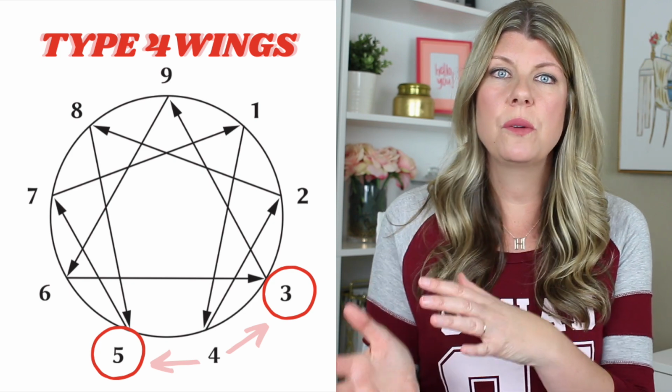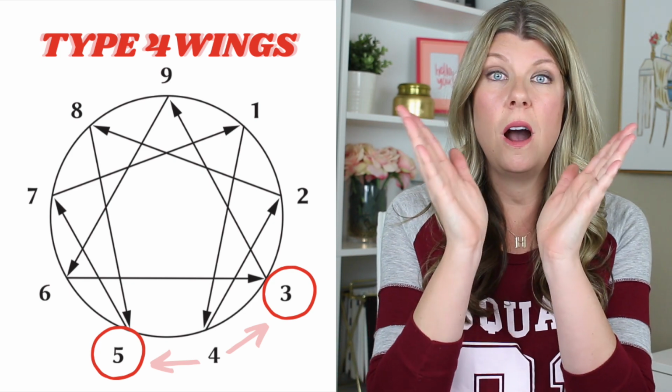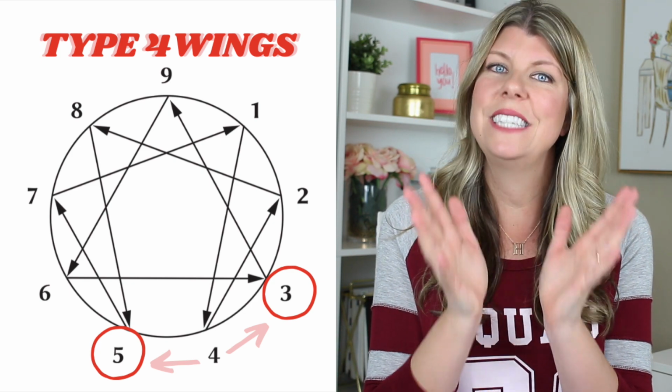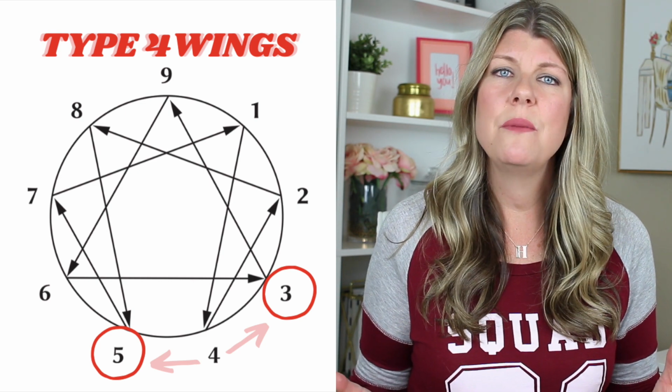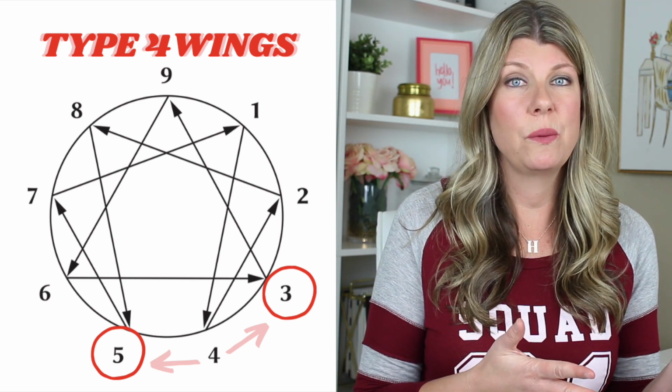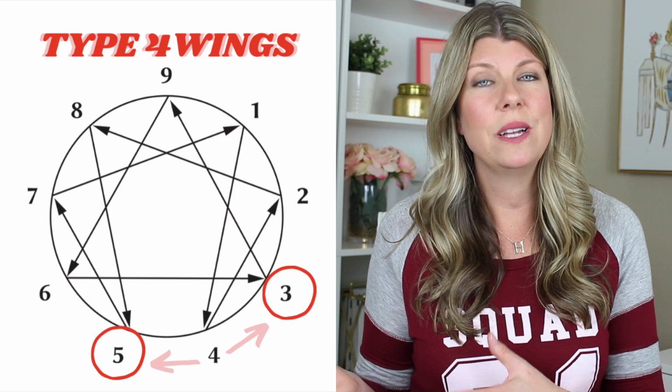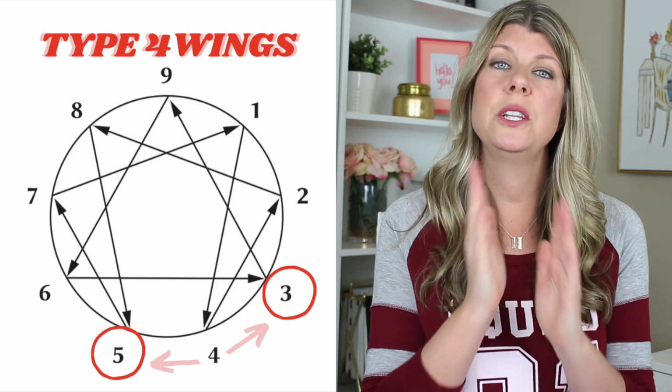So let's move into the wings and what a wing is. What is a wing, you might be asking? Well, your dominant type, if you're thinking you're a 4, that's your dominant type. And your wings would be the 5 and the 3, which means those are the numbers on either side of your dominant type. And so the wings of the Type 4 are a Type 4 with a 3 wing and a Type 4 with a 5 wing. So it's always those two numbers beside your dominant type.